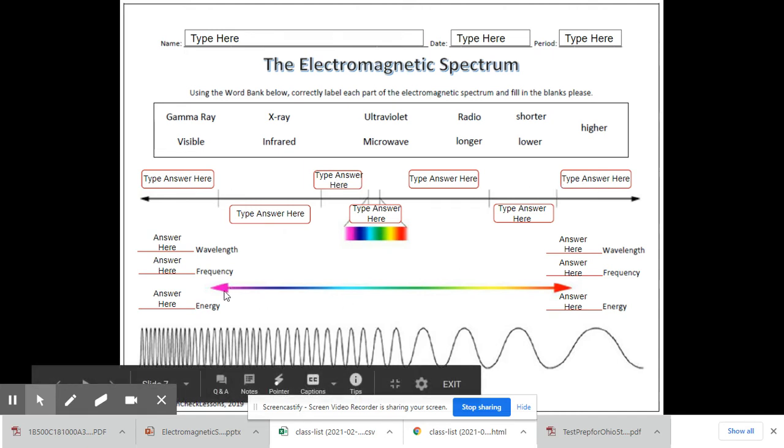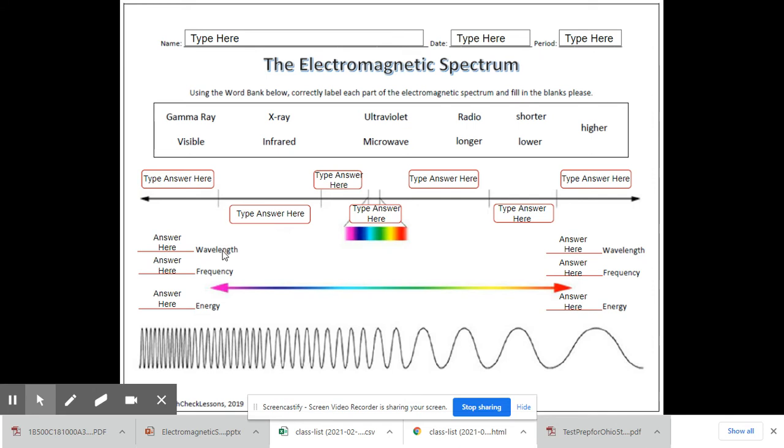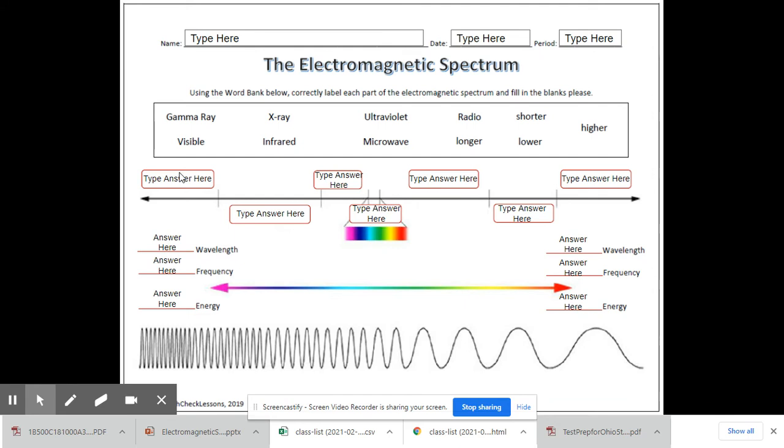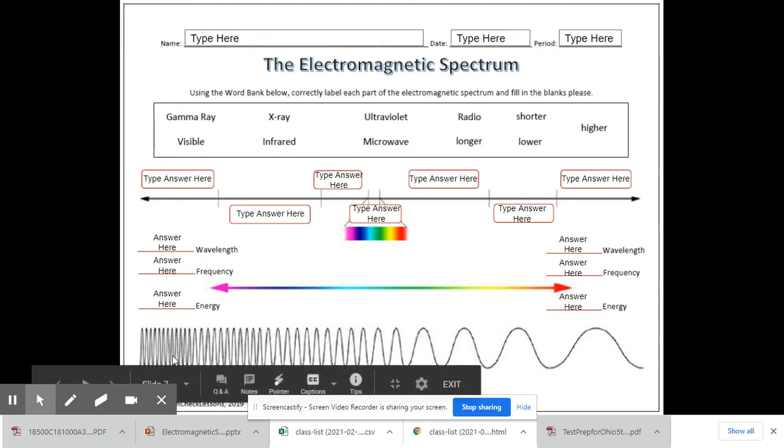Now let's look down here where I see my mouse cursor. You see the words blank wavelength, blank frequency, blank energy. Same thing over here. So now that we know gamma ray is the most powerful, and that was right here, is the order of this spectrum going from shortest wavelength to longest wavelength? Or is it going from longest wavelength to shortest wavelength?